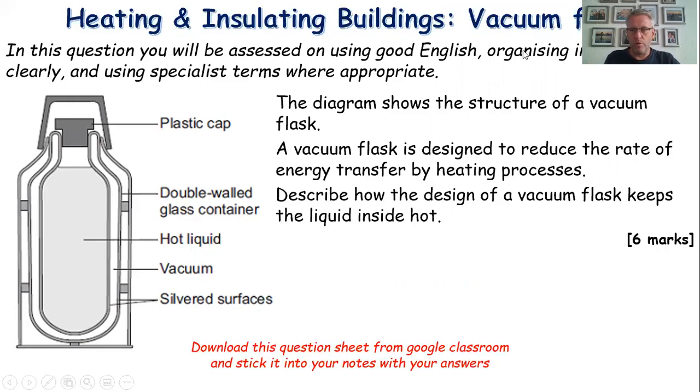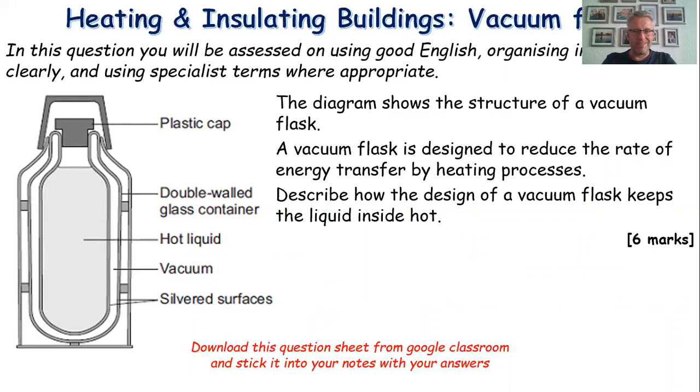But the first one we're going to talk about is a vacuum flask. And this is a quality of written communication question. You will get one or two of these in every single exam you do for science. And so it's a 6-mark question. So you need to use good English. You need to organize your ideas clearly and use specialist vocabulary where appropriate. That means that you can write your answer in bullet points, and that's something that we recommend. What we've got here is a diagram showing the structure of a vacuum flask, so a typical thermos flask, for example.